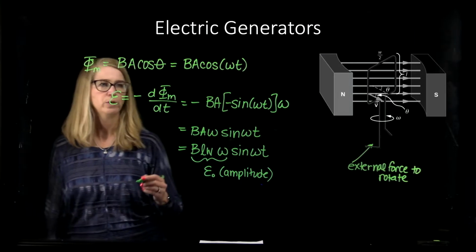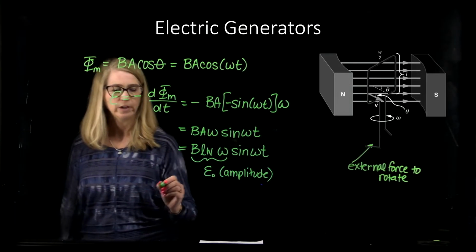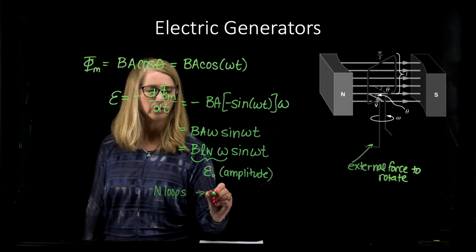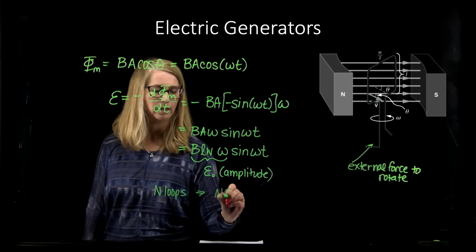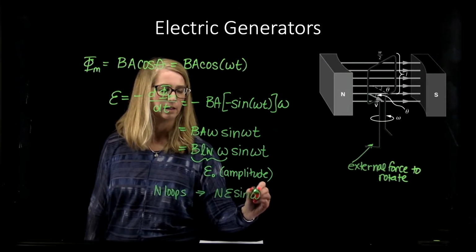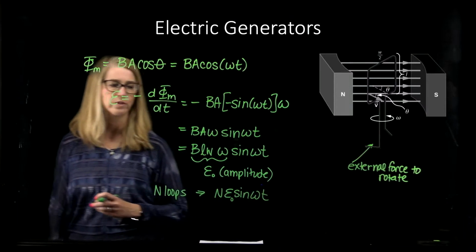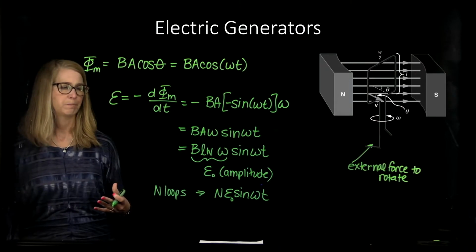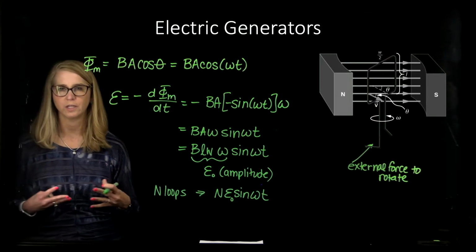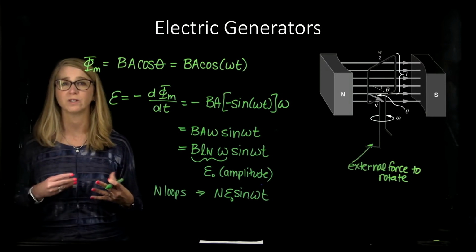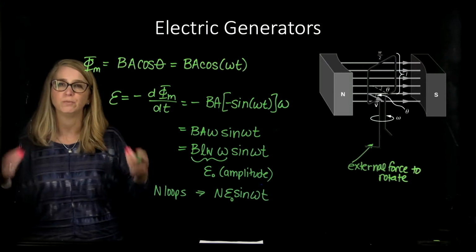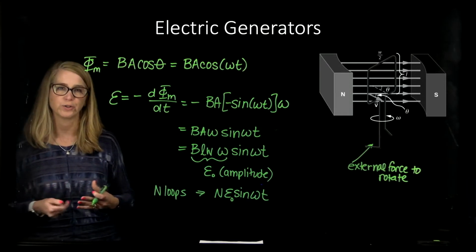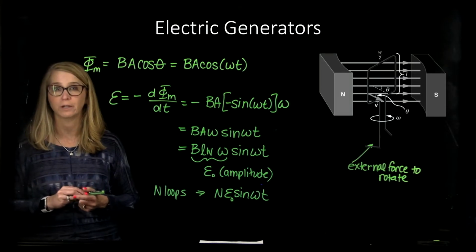Keep in mind that if I have N loops, then this is going to be N E naught sine omega t, where of course E naught is going to be B L W times omega. And so now hopefully you get the sense of why it's important to have many loops, because you basically magnify the effect by having a stack of loops instead of just a single loop. You're going to get much more bang for your buck, if you will.